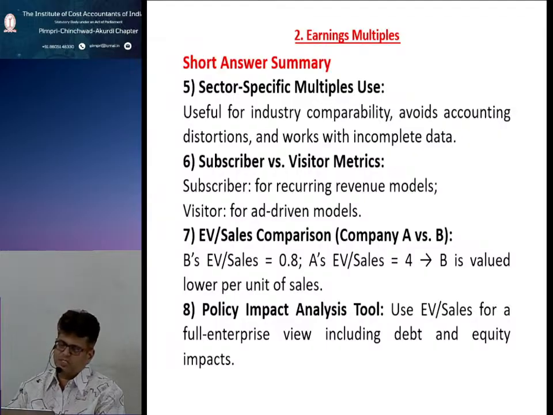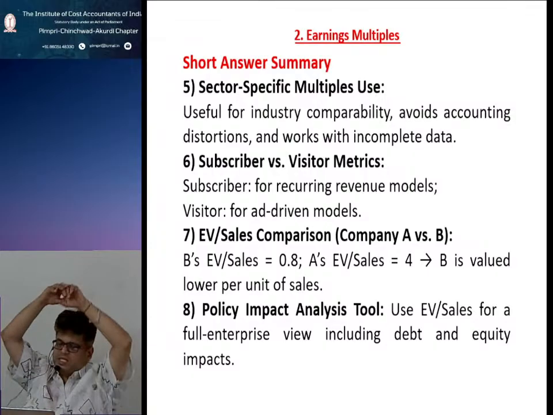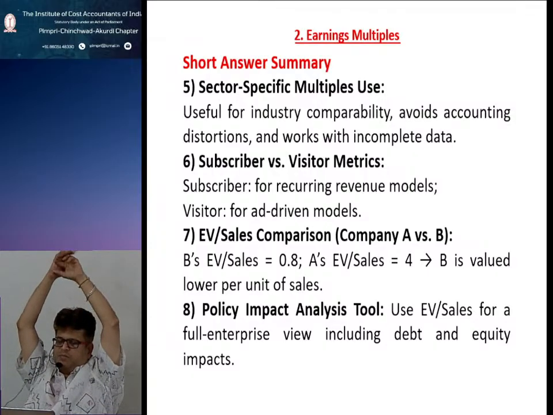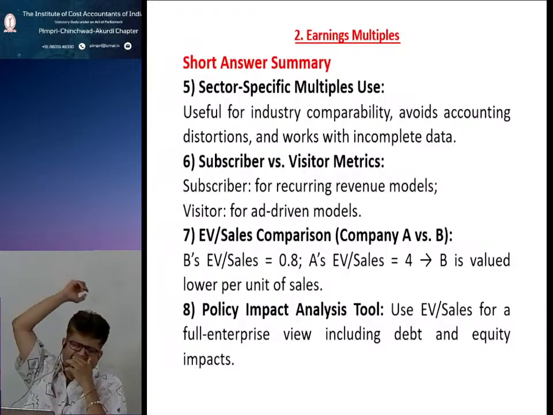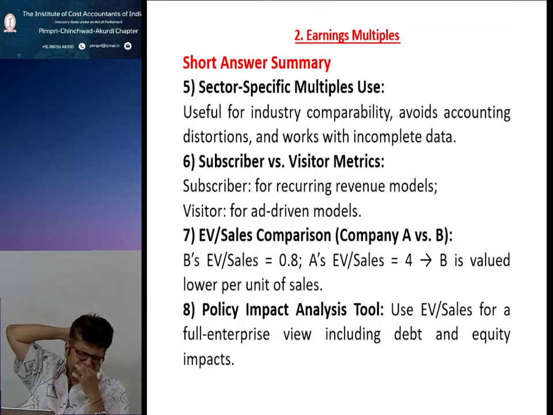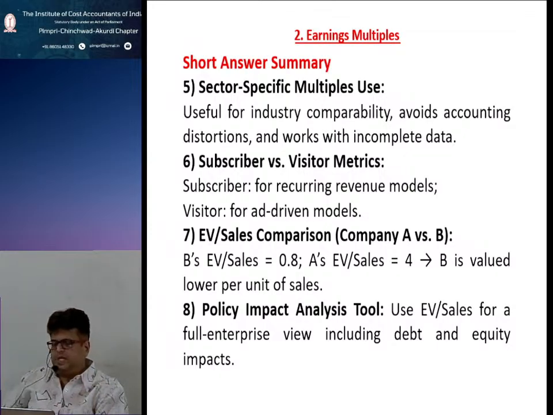Then the seventh question deals with EV to sales comparison. Company A versus B is compared. So B's EV to sales is 0.8 and A's EV to sales is 4. Thus B is valued lower per unit of sales. In the eighth question, the policy impact analysis tool is being used. Use EV to sales for a full enterprise view, including debt and equity impacts.